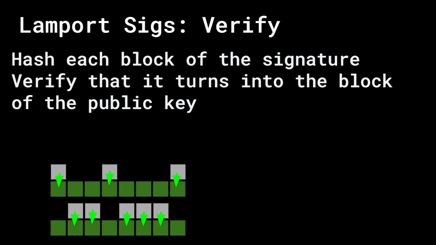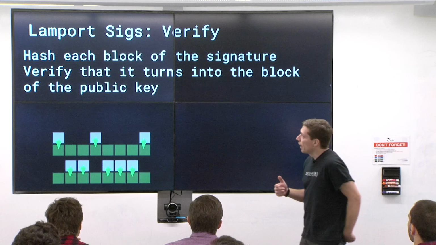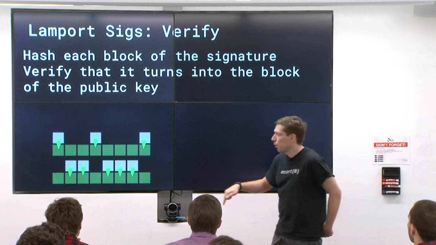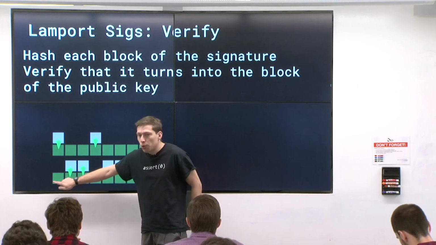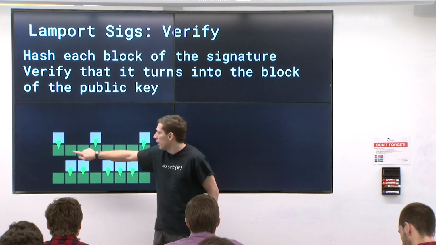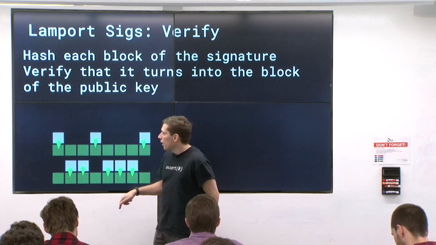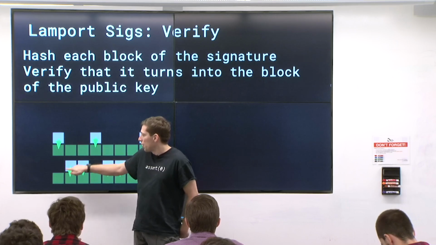Okay, now to verify. Take the signature, hash each block of the signature, and see that it maps into that part of the public key, right? So the people who are verifying the signature, they have your public key. They have all the green squares. And now they've been given a signature, which is these gray squares.